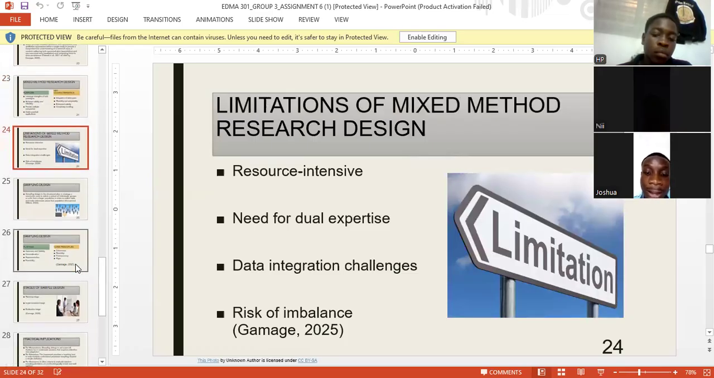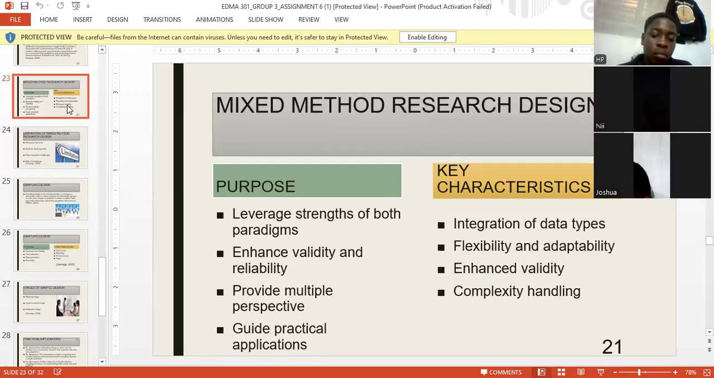Do you know a clear example of a mixed research design? Do you have an idea of an example of it? Yes, please. For example, conduct a survey of a large group, then interview a few to understand the why behind the trends.